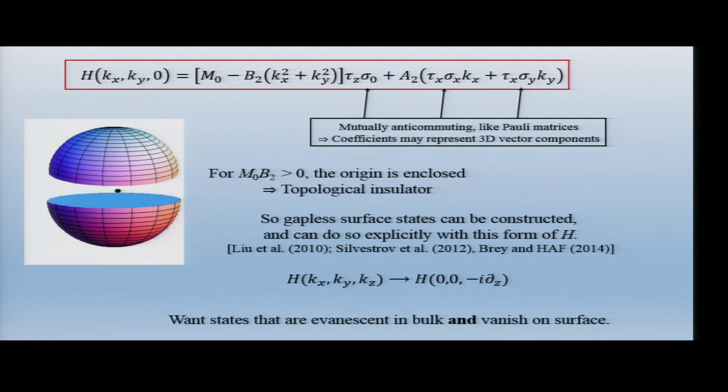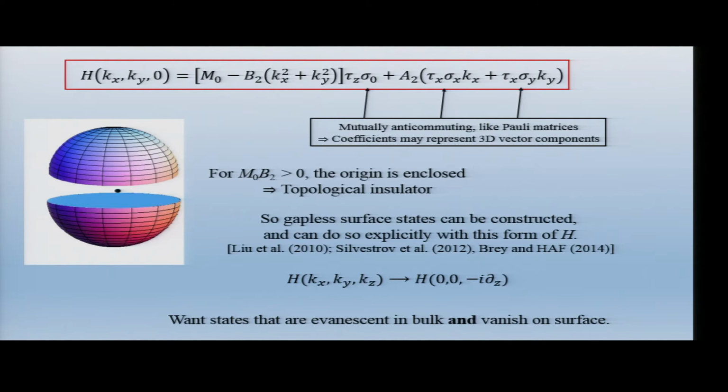So the way you proceed on this is we're going to go to the surface time reversal invariant point. So we set the kx and ky to 0. And I want to look for states that are evanescent in the bulk. So I'm going to put the appropriate operator in place of the kz over here. And so we want states that vanish in the bulk, but we also need some boundary condition on the surface.